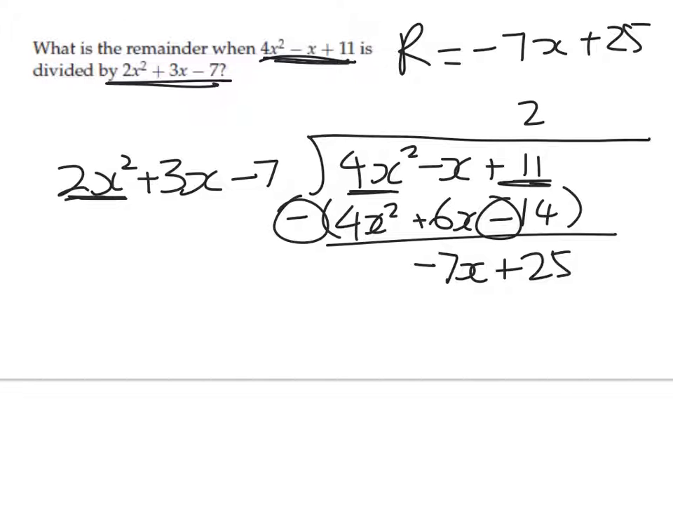Okay, we're going to look now at a thing called the remainder theorem, which is going to give us a much faster way to find the remainder when I've got a linear divisor. In other words, a divisor which is something like this, 2x plus 3 or x minus 4.